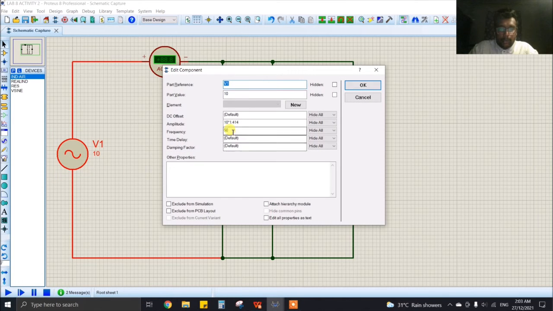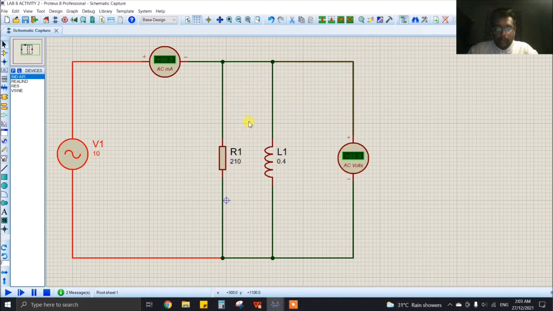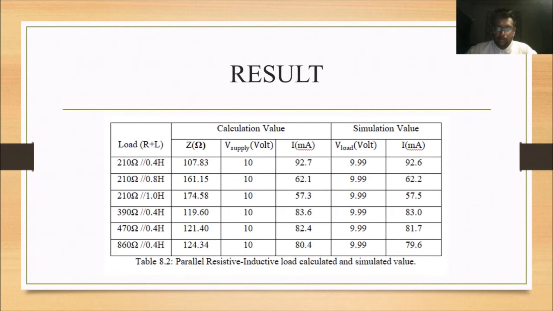Let's look into the parameters of this simulation. For the AC supply, we have used 50 for the frequency and the RMS value of 10 volt. This is the resistive load and the inductive load, which are connected in parallel. The AC voltmeter also is connected in parallel with the RL load, and the AC ammeter is connected in series in this circuit. So let's simulate this circuit and obtain the values. As you can see, we have obtained the total current of 92.6 milliampere, and the voltage which is 9.99 across this R and L load. So let's look into this result.